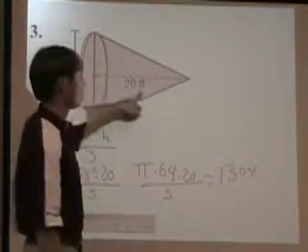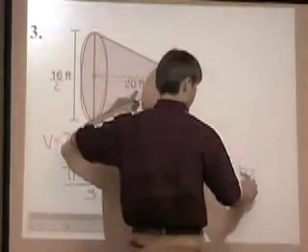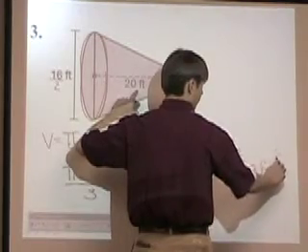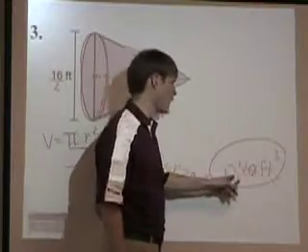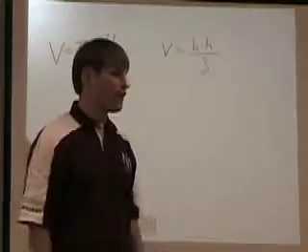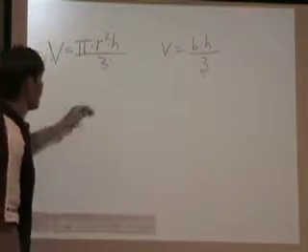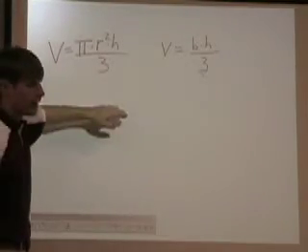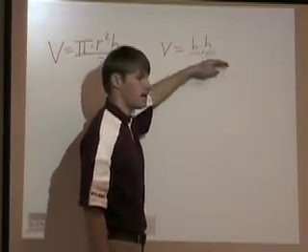What units are we using? Feet what? Cubed. Yeah. So the answer is 1,340 feet cubed. That's how to find the volume of a pyramid and a cone. The formula for a cone was the volume equals pi times r squared times the height divided by 3. And the formula for a pyramid was the volume equals the base times the height divided by 3.